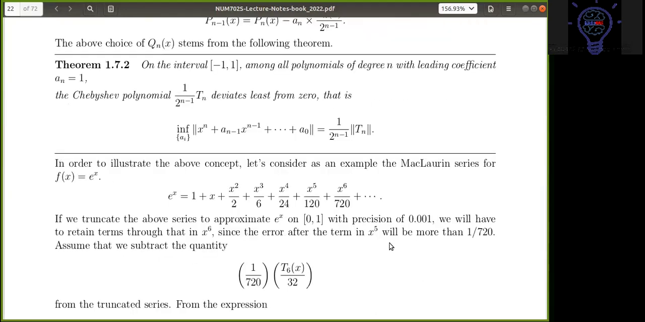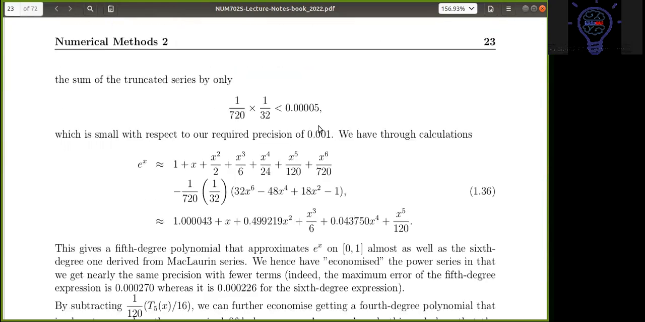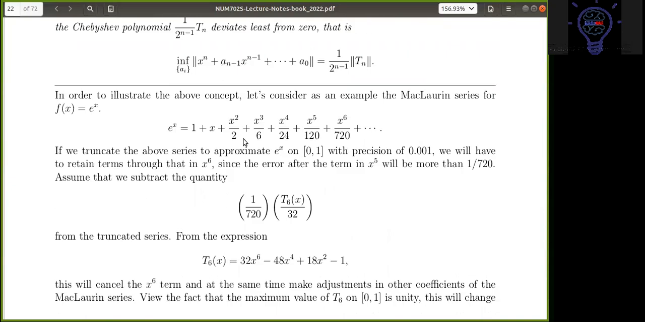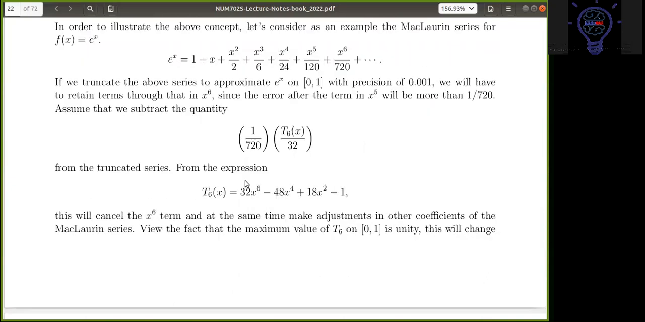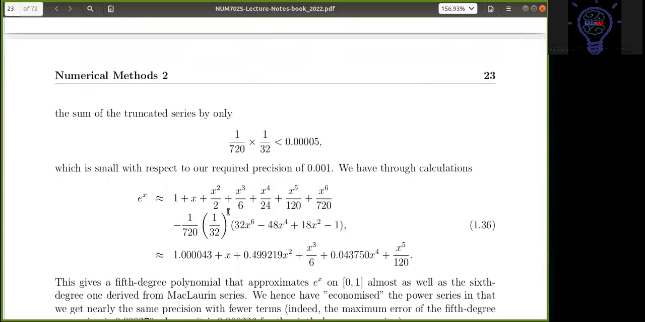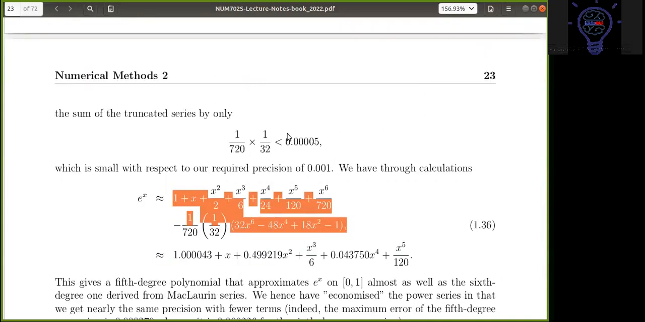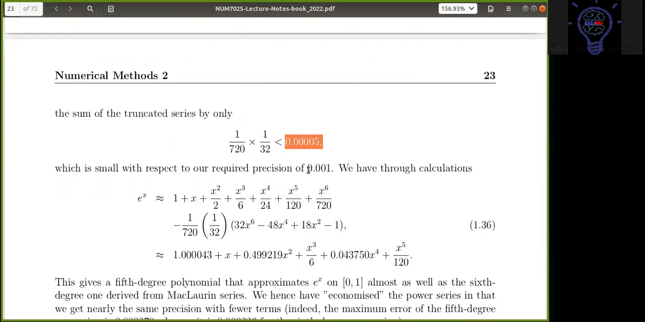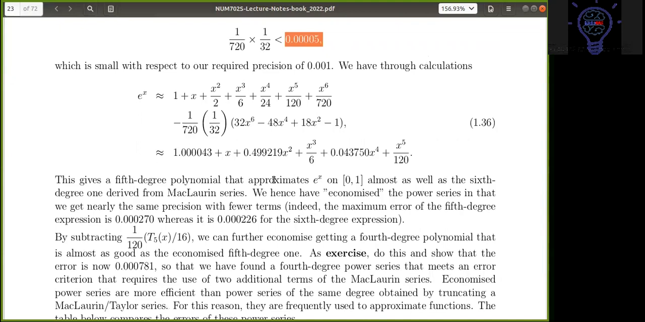We see that we are within a certain precision. This is our precision. So you can see that this value here is far smaller than our precision, which is required. Our required precision is 0.001, but this product, the maximum error incurred when we perform this economization, this will be the maximum error incurred. So we are still within the required precision.